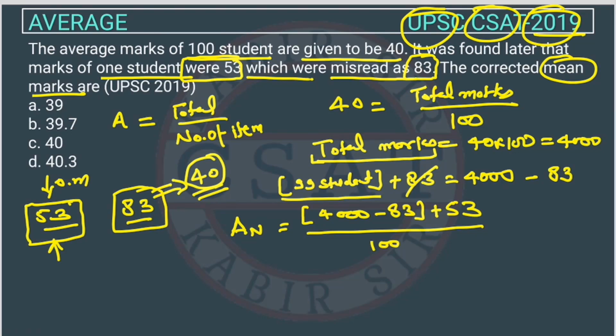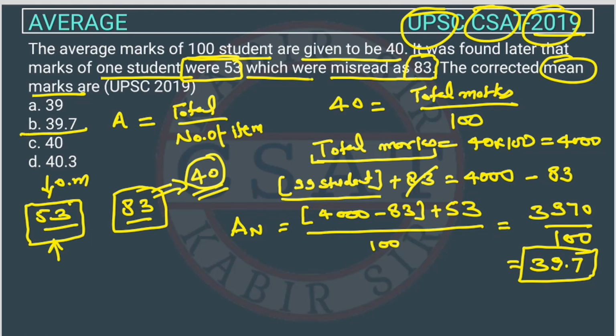So we have to calculate this. So the average marks will become how much? The difference is the marks of 30, right? So it will be 3970 upon 100. So it will be 39.7, right? So the answer option B is the correct answer.